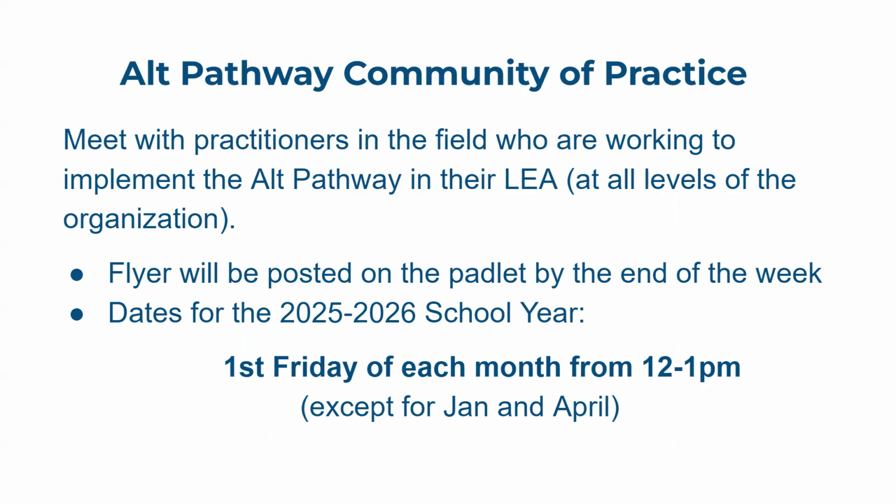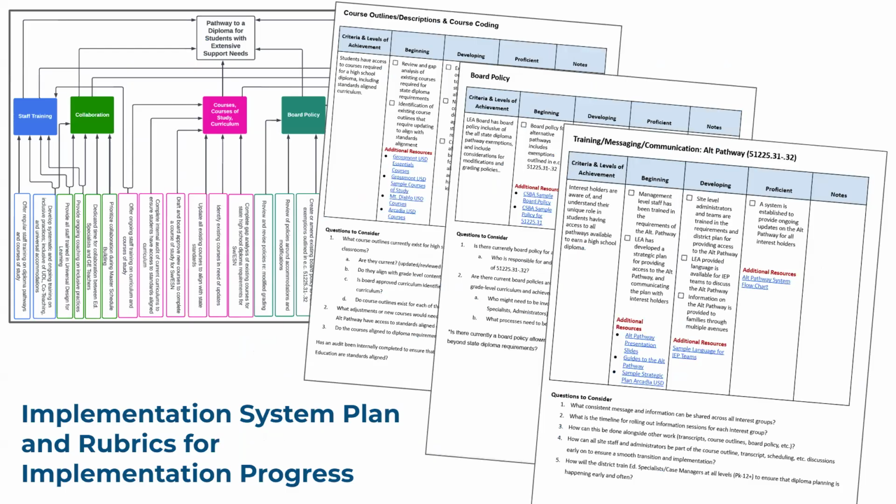And then if you are at a systems level, the next couple slides are really just to give you some of these resources around our system plan and rubrics to help you think through the different components that need to be considered as you're putting a system in place for students to have access to the alt pathway. For a lot of people, there's different places where you're starting, and so we have some rubrics to help you guide the thinking around, ooh, what's the next thing we should be thinking about around grading or how we're communicating this out to all of our interest holders.